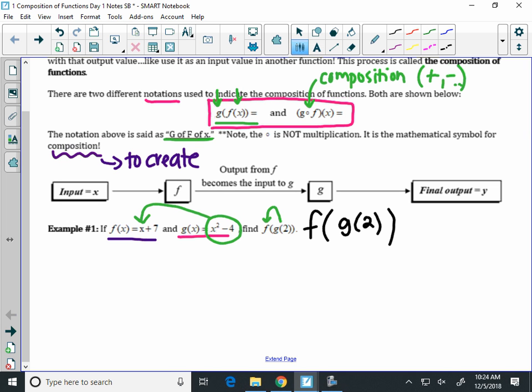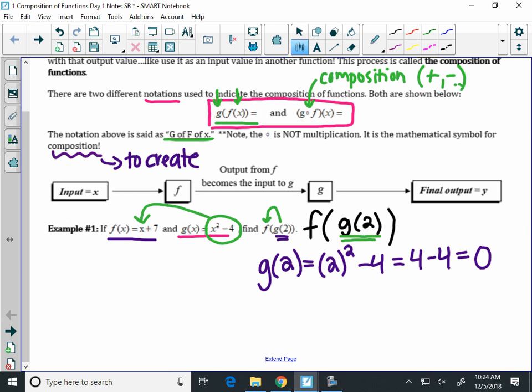Now, notice here it says f of g of 2. So I have a number, g of 2. So the first thing you're going to do is evaluate g of 2. Do the stuff that is on the right first. So let's find the value of g of 2. I'm going to put 2 in for x, just like last unit. I'll get 2 squared minus 4. Well, that's 4 minus 4, which equals 0. So that g of 2, that value right there, equals 0.